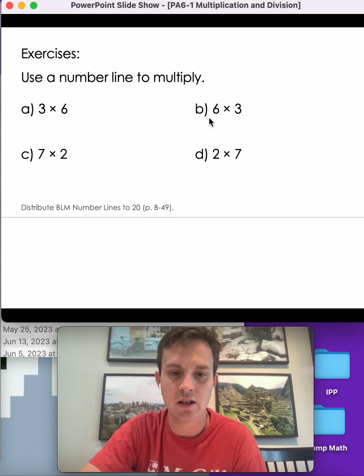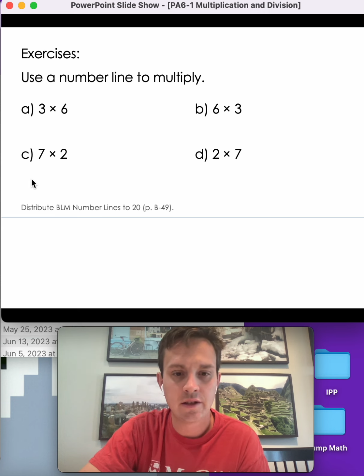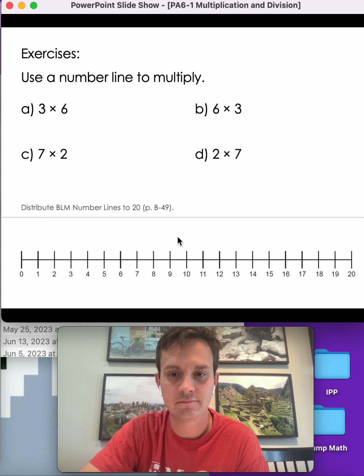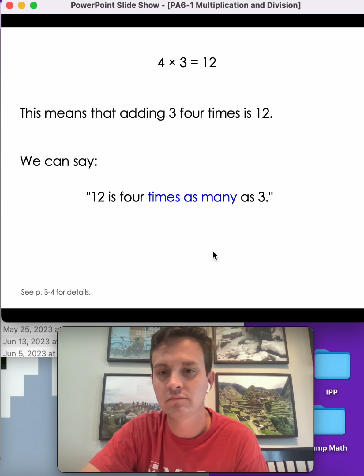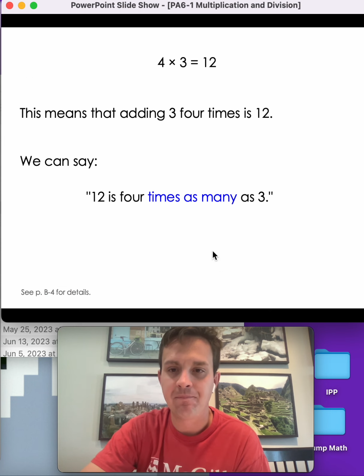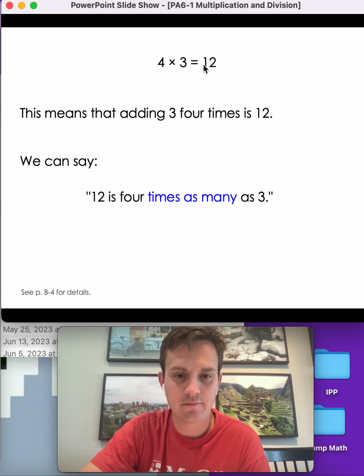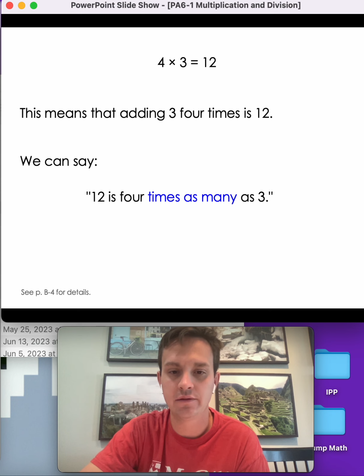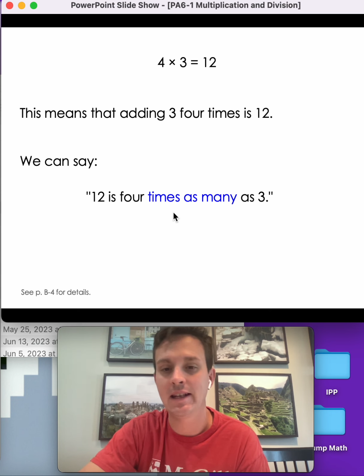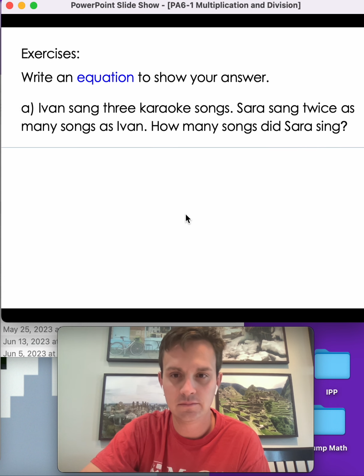Second one should be also 18. C is 14 and D is 14. Oh, there's your number line right there. Look at that. Nice. Okay, 4 times 3 is 12. So adding 3 4 times is 12. You can also say that 12 is 4 times as many as 3. So write an equation to show your answer.